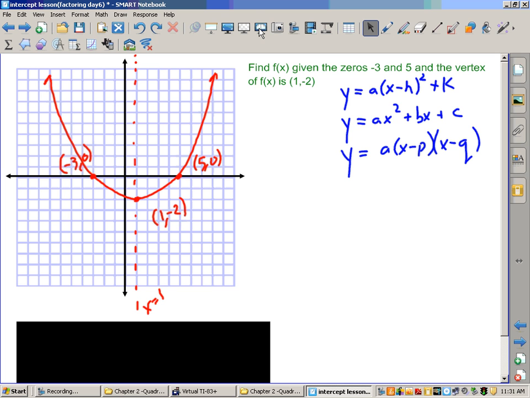Luis, what do you think? You think vertex is the easiest one right there? Yeah, we all think that one is. Now what happens if all of a sudden I erased that coordinate right there and I gave you another coordinate right up here instead?